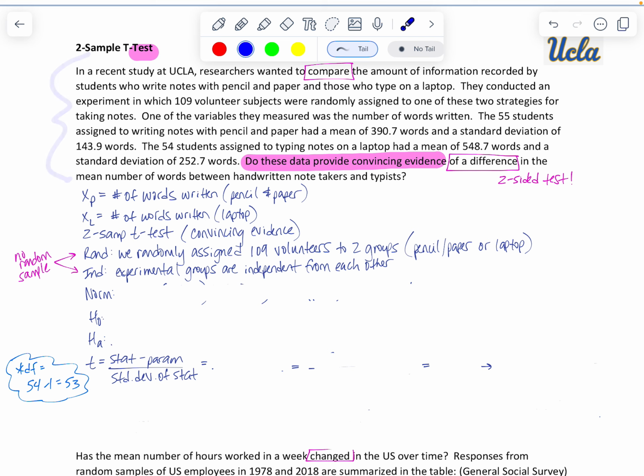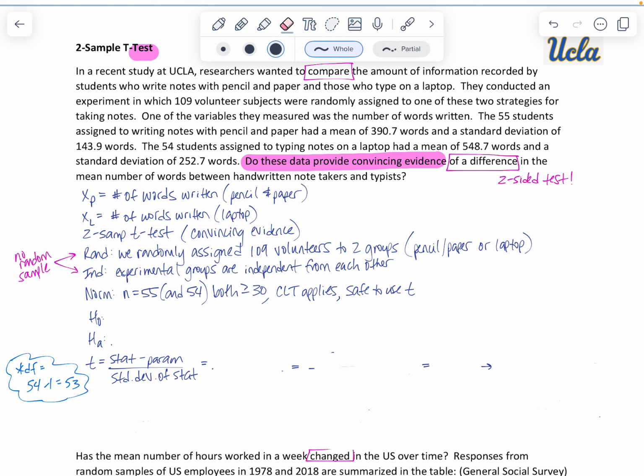Number 2, can we maybe apply the CLT? Oh, we have 2 different sample sizes or 2 different experimental group sizes. Yes, we can apply the CLT here because both of our sample sizes, the n's, the 55 and the 54, are both bigger than 30. CLT applies. That we are safe to use T, my friends.